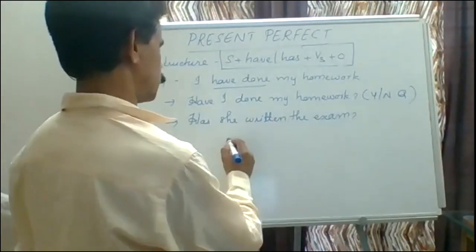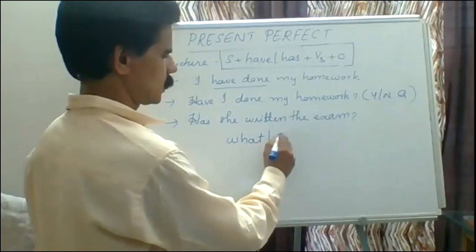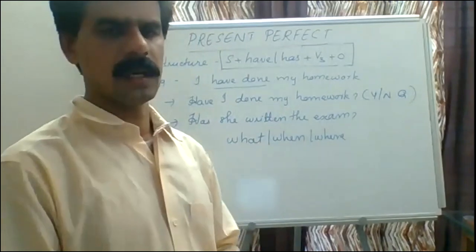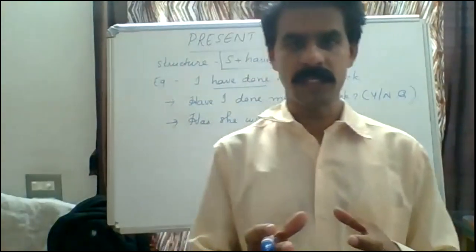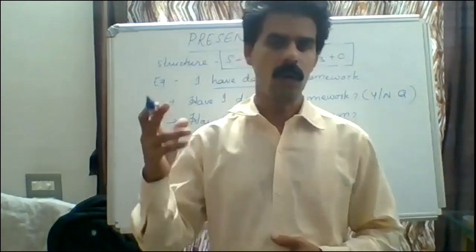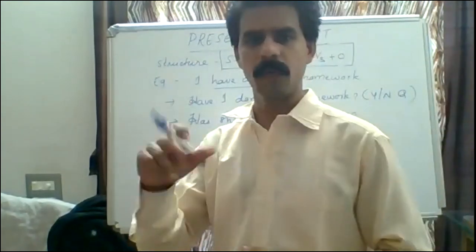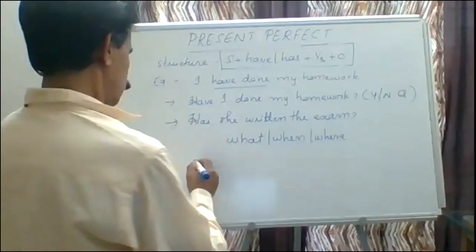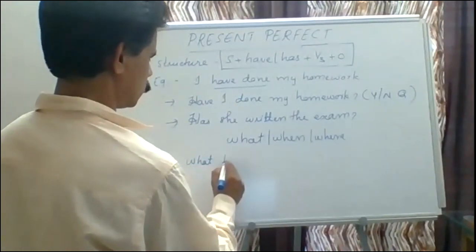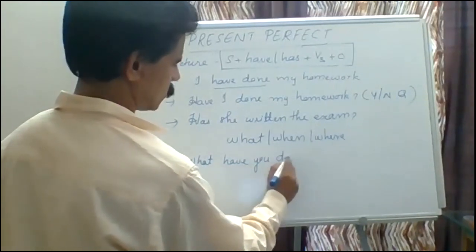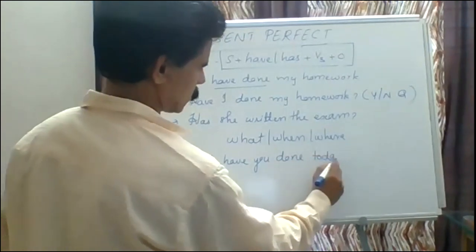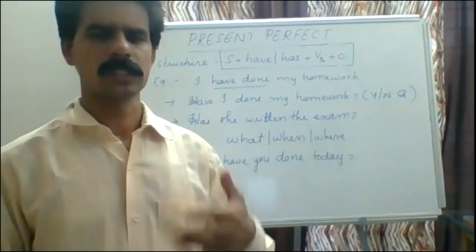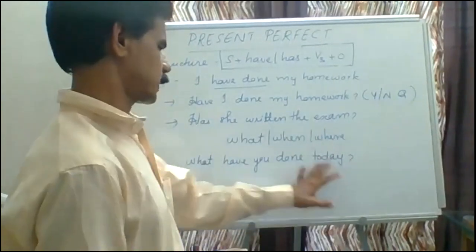If you want WH questions, the question words what, which, when, where, why, how, who, whom can be placed before the auxiliary verb, that is have or has. Then the question format changes and a detailed question can be framed. For example, What have you done today? means I have done some work, I have written my notes, or some such detailed answer we get.